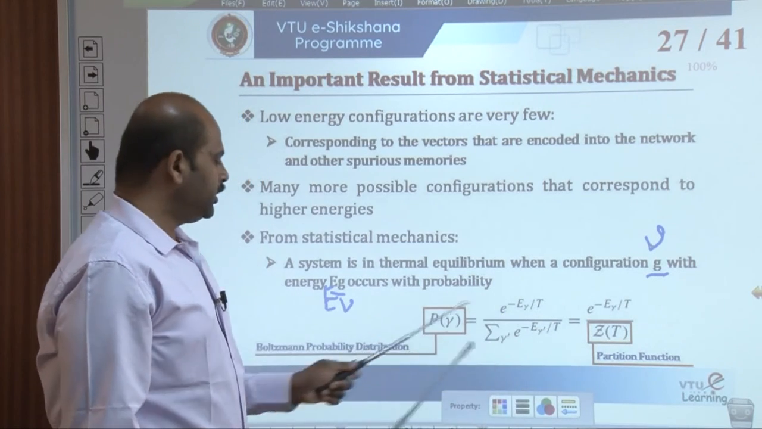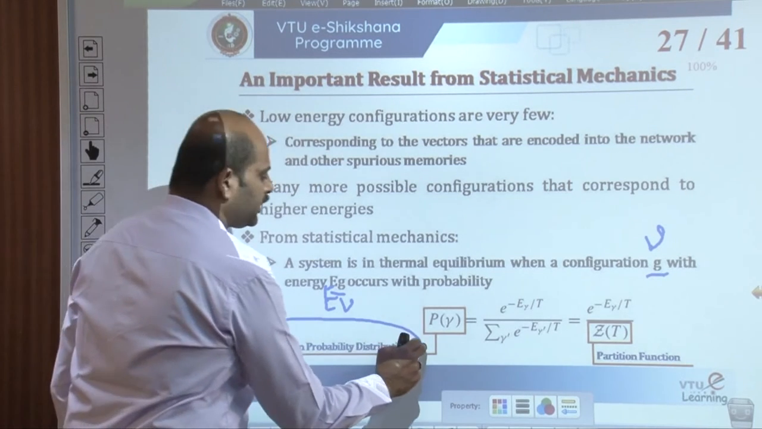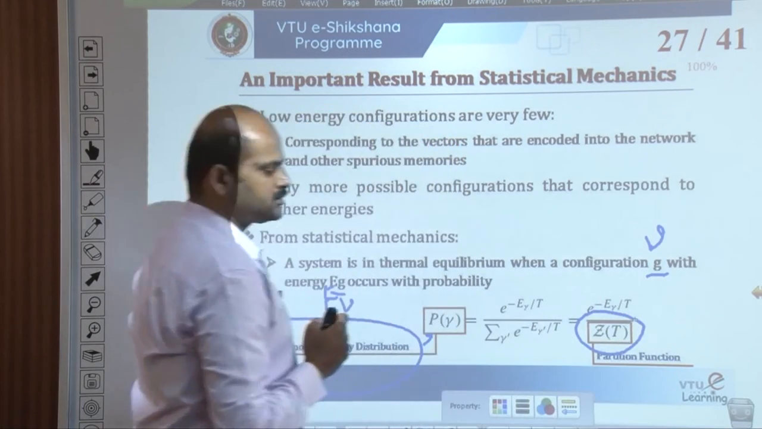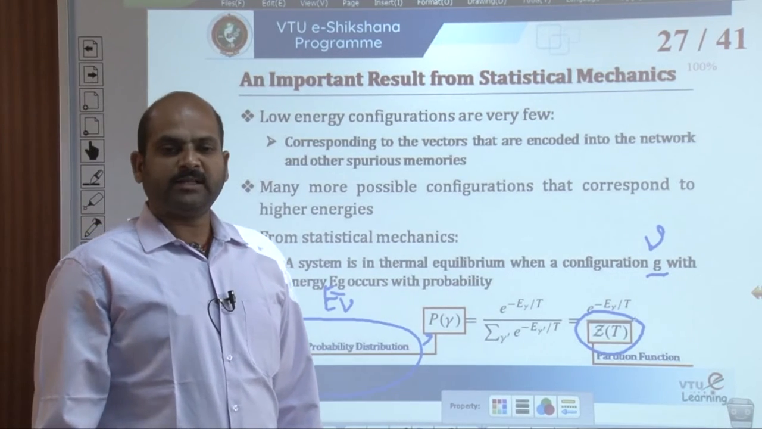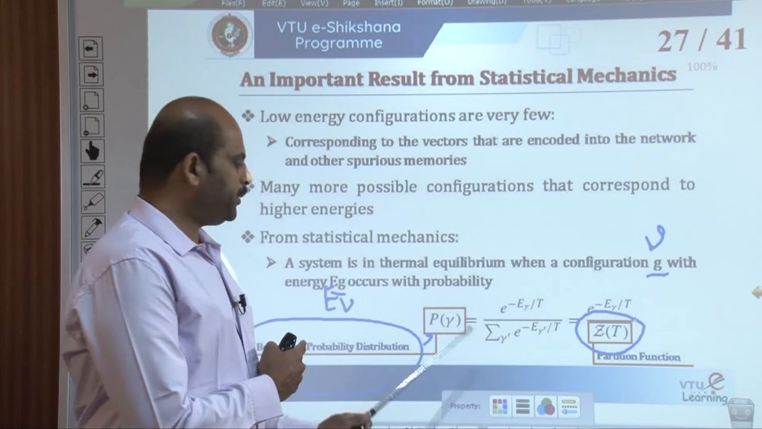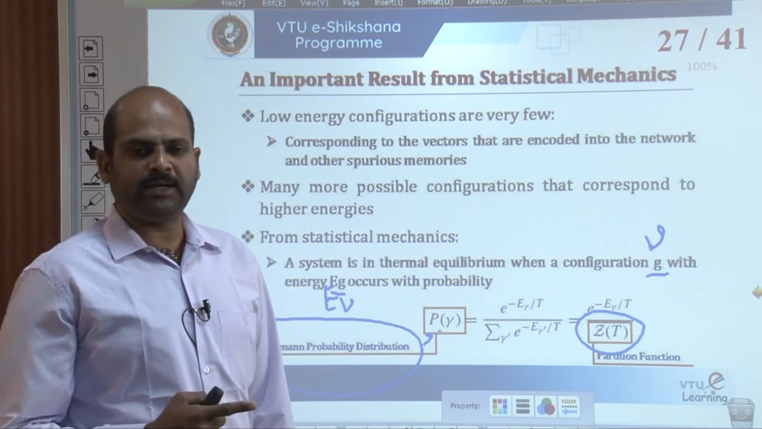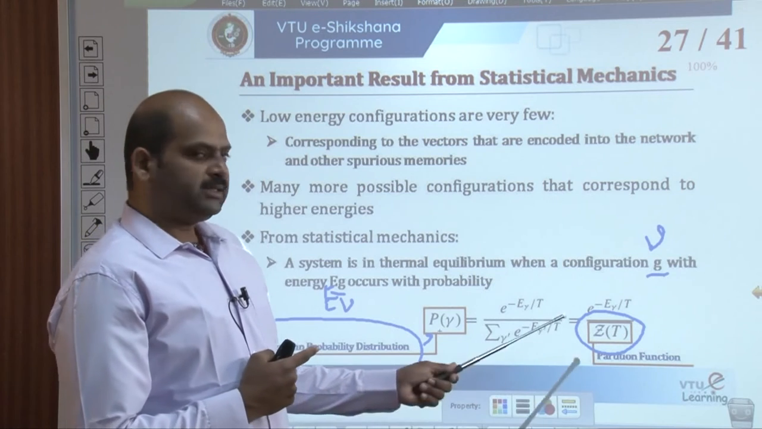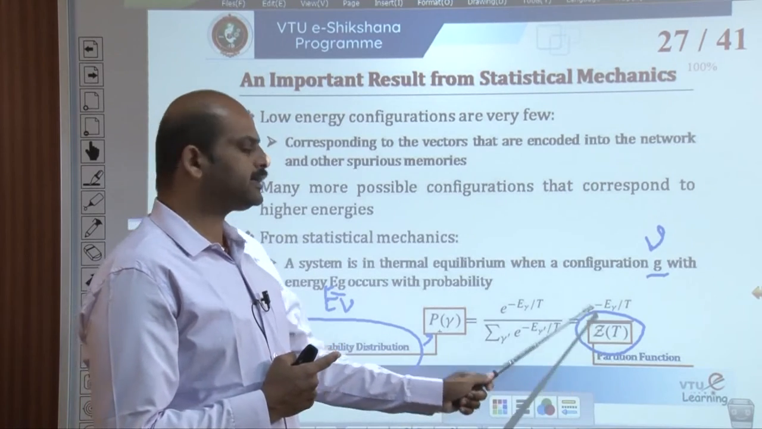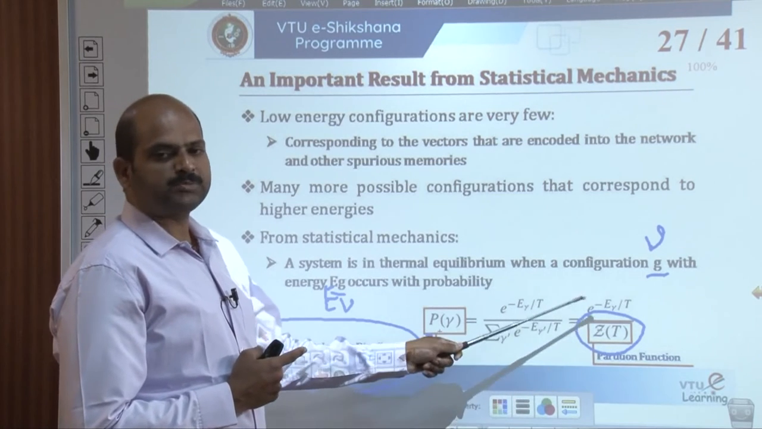This provides two parts. One is the Boltzmann probability distribution, P of gamma, and the other is the partition function Z of T, where the possible configurations are indexed by the gamma value. P of gamma is referred to as the Boltzmann probability distribution, and Z of T is called the partition function, which plays the role of the normalizing constant. The numerator of the above equation is called the Boltzmann factor.